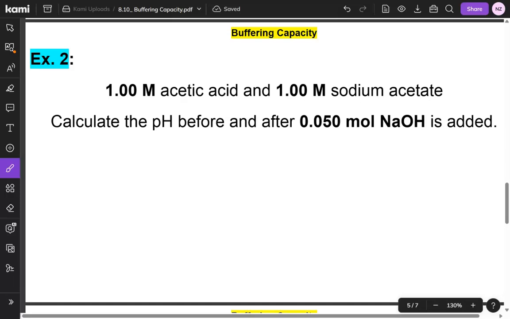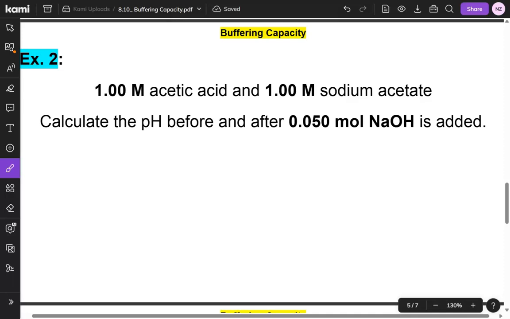So we want to know our pH before and after. So let's plug into the Henderson-Hasselbalch equation. This is a weak acid. So pKa is going to be the same. This is the same acid as before. So 4.76 plus log. It's 1 molar over 1 molar. So we're actually going to get the same value as we did before initially. 4.76.